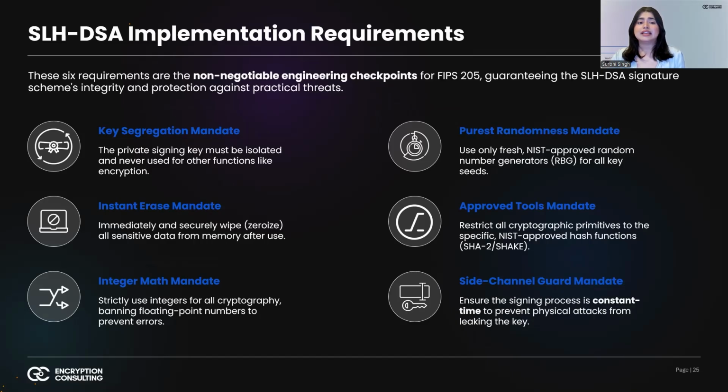Next is the instant erase mandate. This rule defends against hackers who try to snoop around after the signature is created. The second the program is finished with a piece of sensitive data, whether it's a private key itself or just a temporary value from an intermediate hash chain, it must be instantly and completely scrubbed from memory. This is formally called zeroization. It's like having a whiteboard that gets instantly wiped clean. If a hacker tries to peek into the machine's physical memory right after a signing operation, they won't find any residual data crumbs that could reveal the secret key.